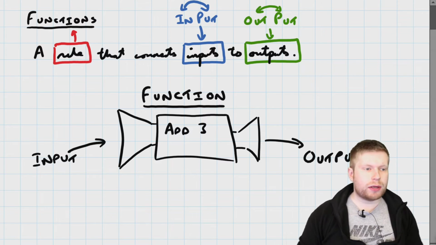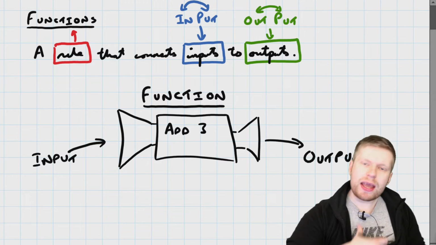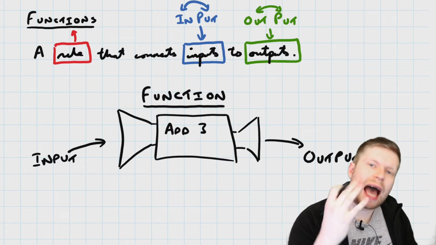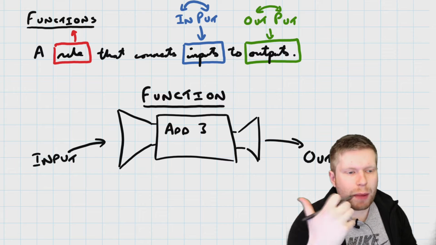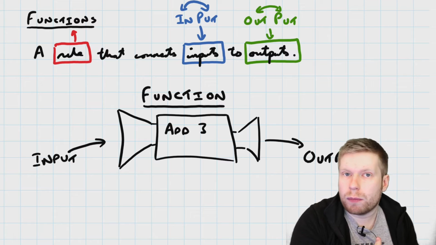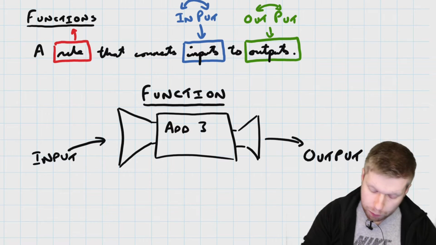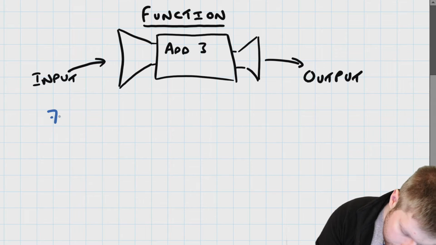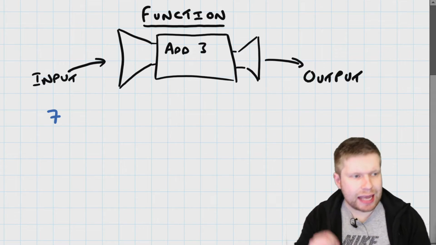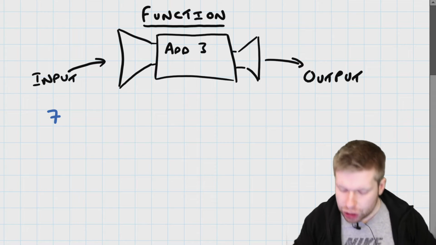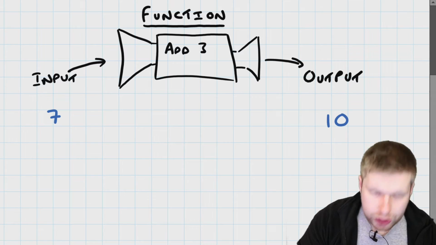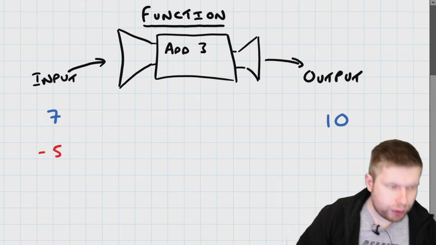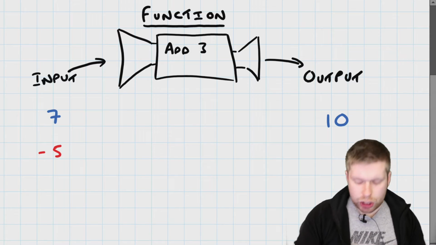So that's my rule in the middle, that's my function. Whatever input I put in, and it's a number in this case because it's mathematics, I must add 3 to that input, and then my output will just be 3 more than my input. As an example, if I put 7 into my function, it then changes, and on the other side I should get 10.